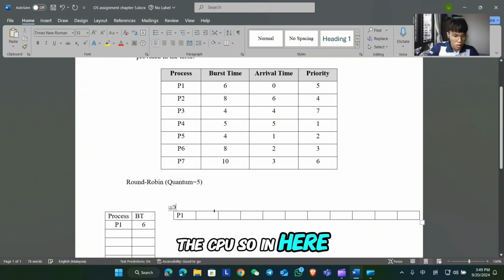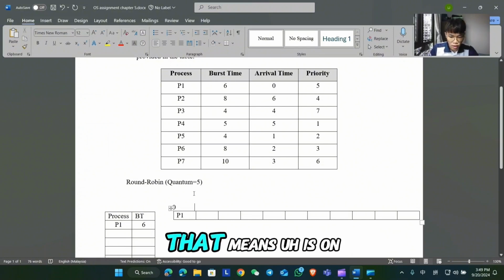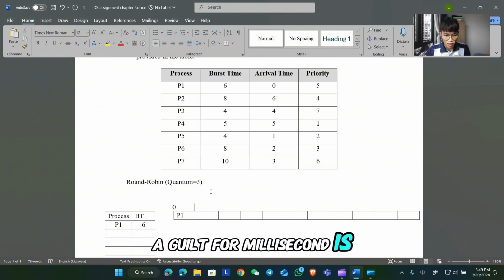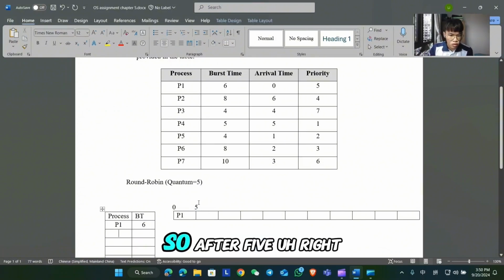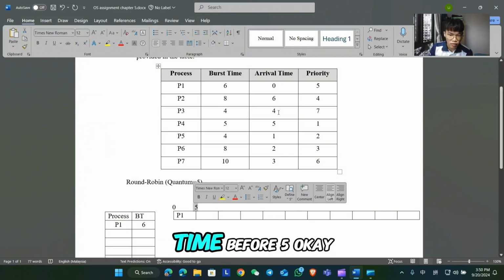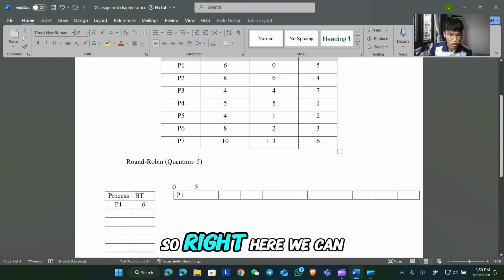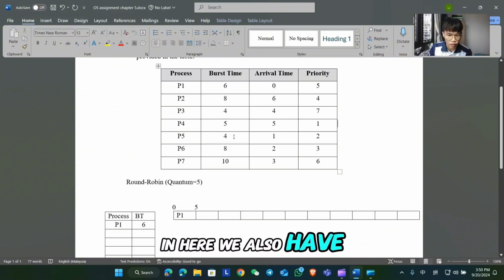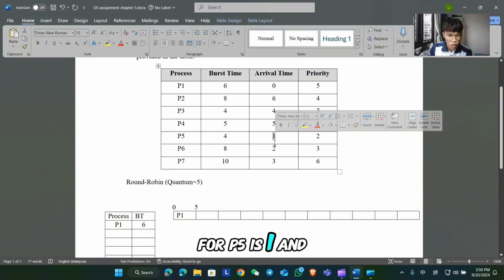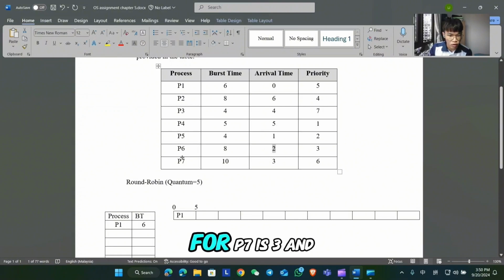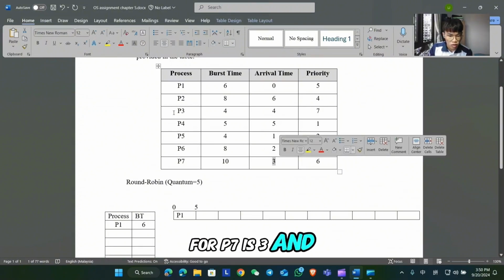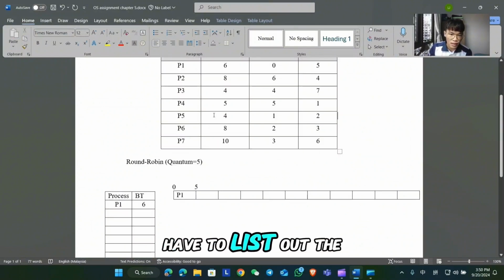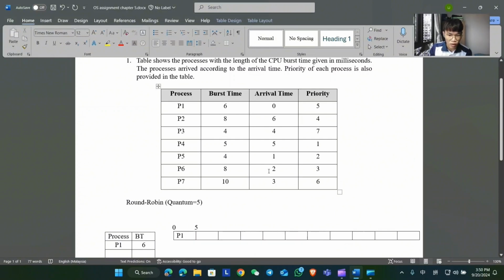Quantum 5 means the process can only execute for a maximum of 5 milliseconds, so here we write down 5. After 5, look at the arrival times. After P1, whose arrival time is 0, we also have arrival time 1 for P5, 2 for P6, 3 for P7, and 4 and 5 for P3 and P4. So we have to list down the processes following the arrival time.